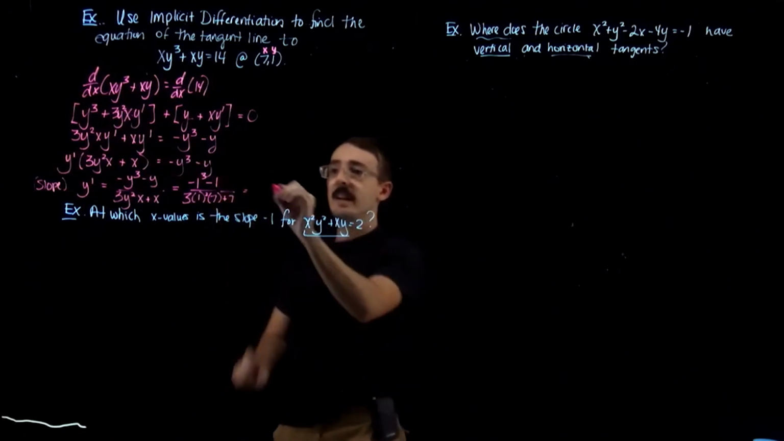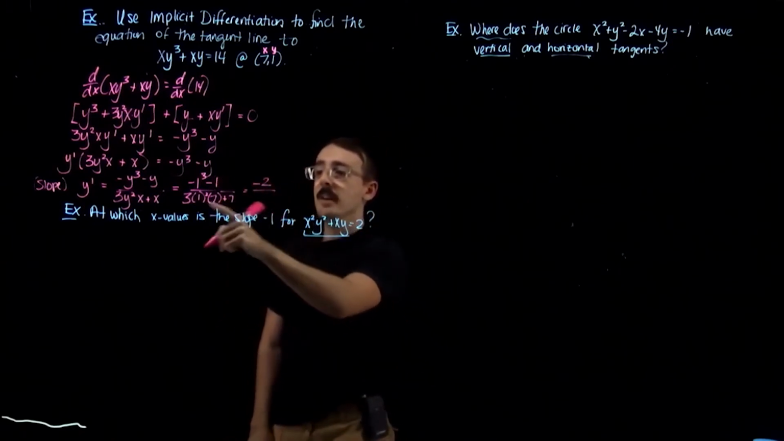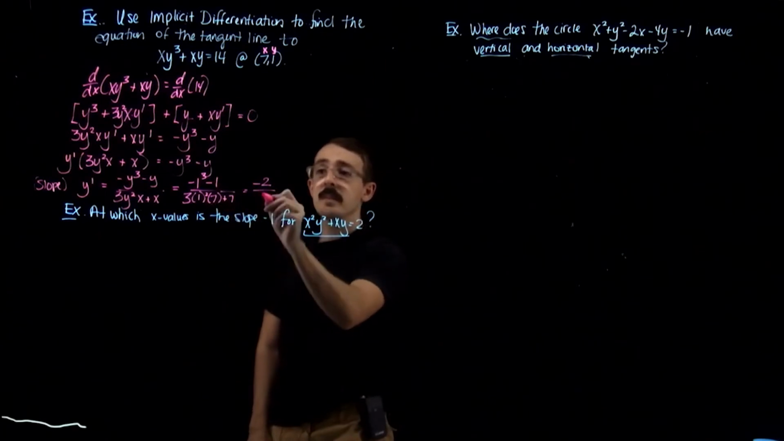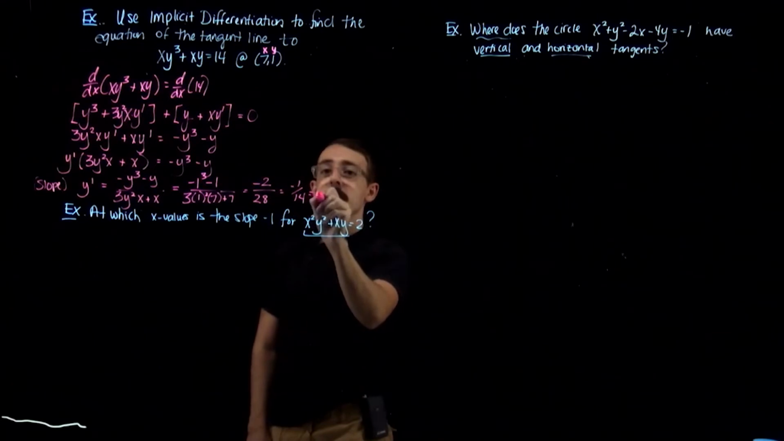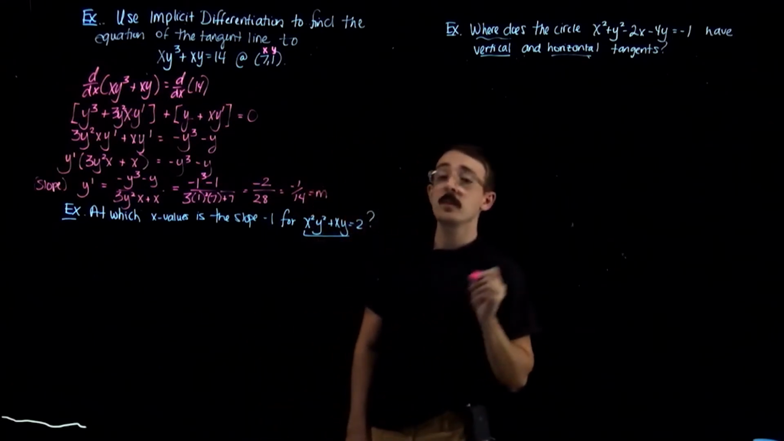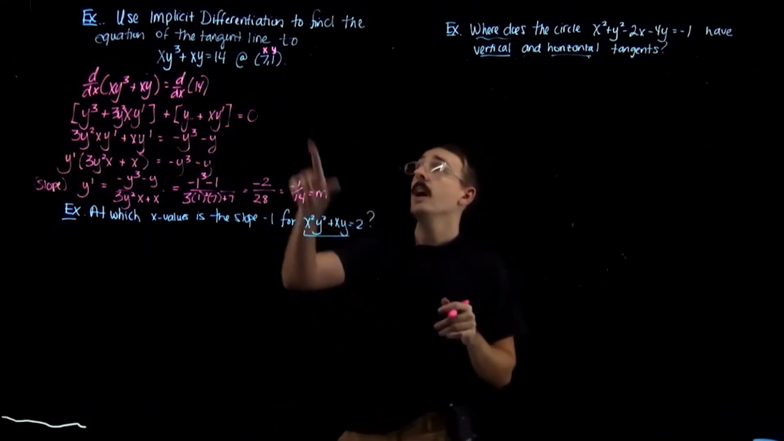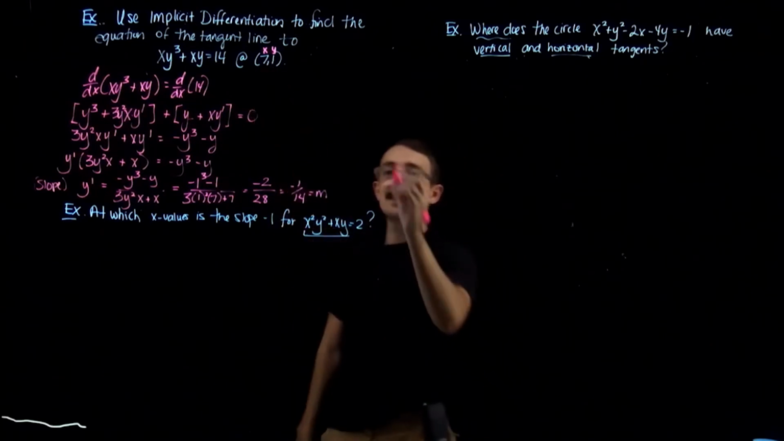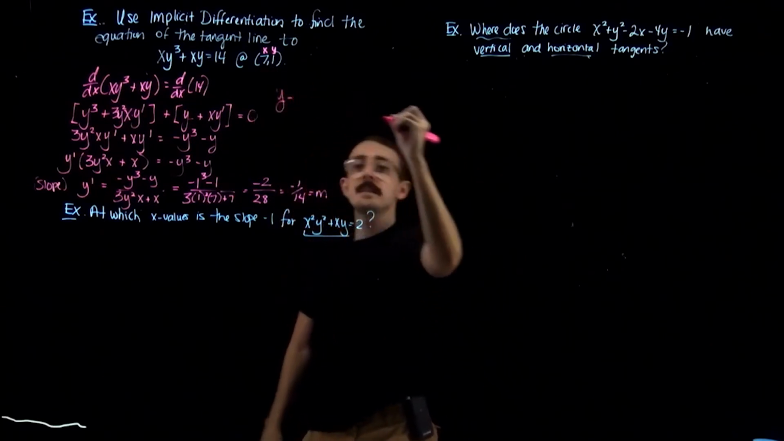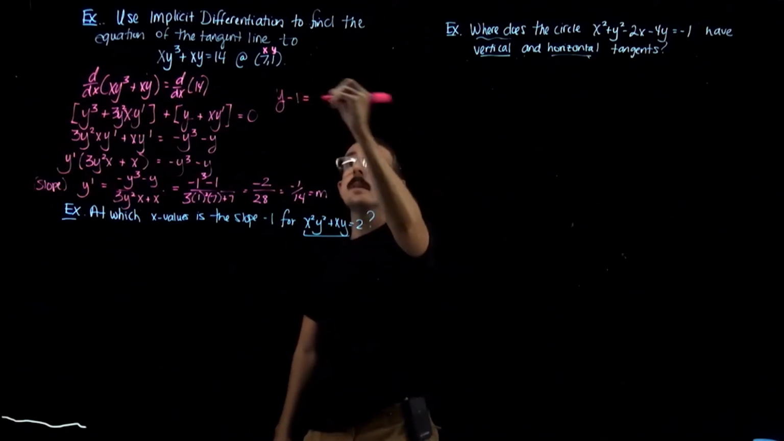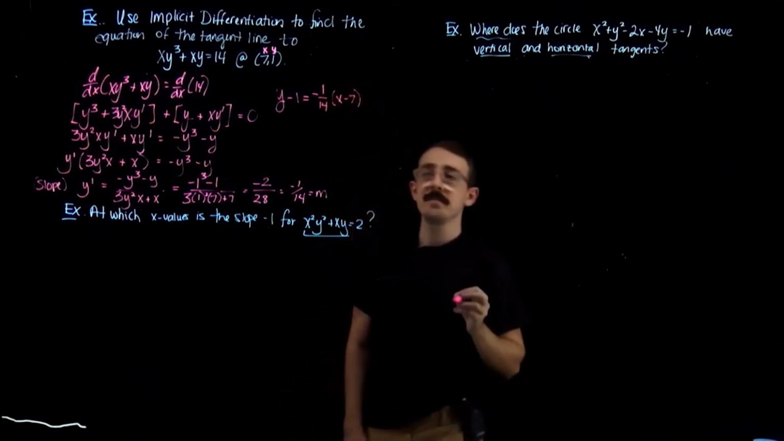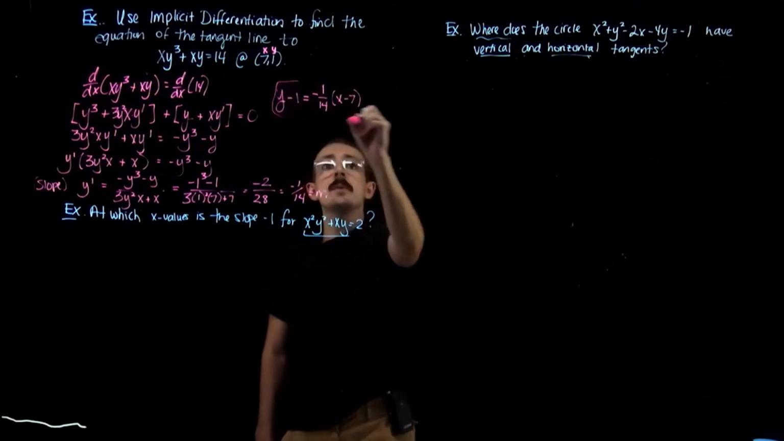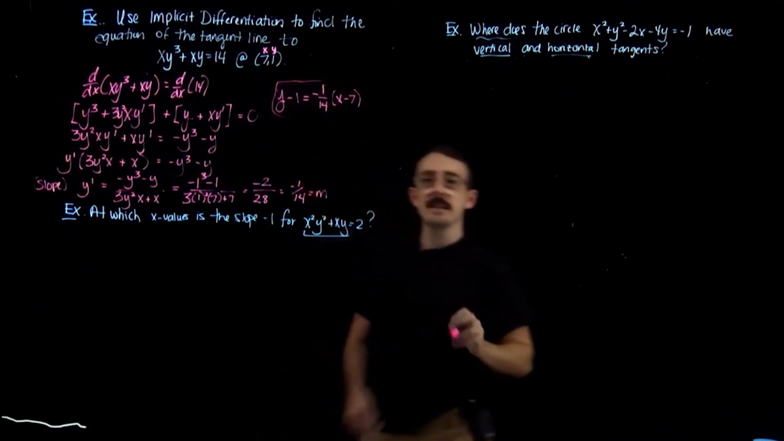So on top here, I get negative 2. And on the bottom, I get 3 times 7 is 21, plus 7 more is 28. So my slope is going to be negative 1/14. And I have a point here, so let's use my point slope form. I have y minus y1, which is 1, equals m, which is negative 1/14, times x minus x1, which is 7. You can rearrange that in any order you like, but this is going to be the equation of my tangent line.